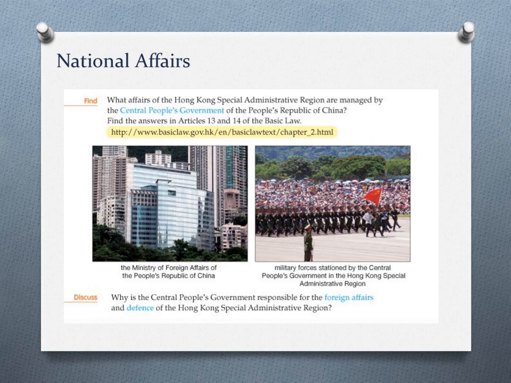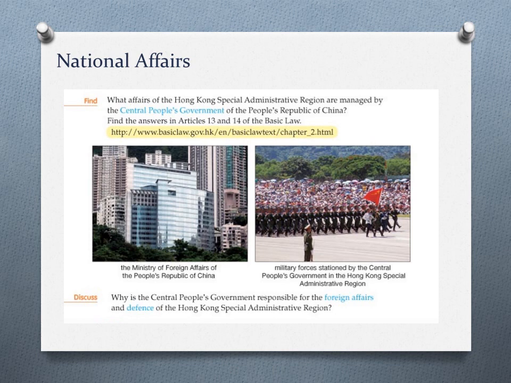Now, your question is to discuss why the Central People's Government takes care of the foreign affairs and the defense of the Hong Kong SAR. I just gave you the answer, but still I want you to discuss. Why? Come up with one good, solid point. Why can Hong Kong SAR not take care of the military and the foreign affairs? It's your job to do some research, think, and give me the answers.